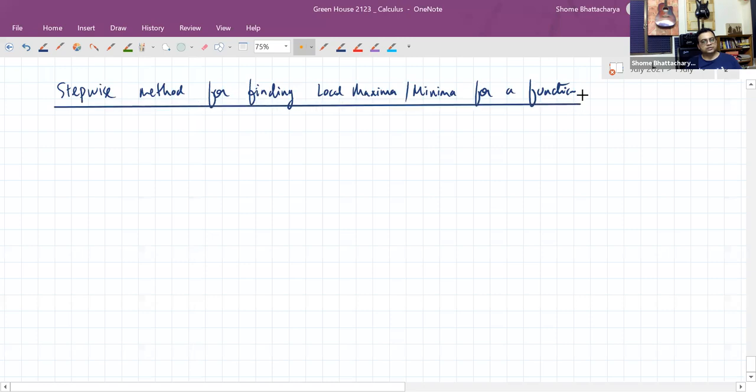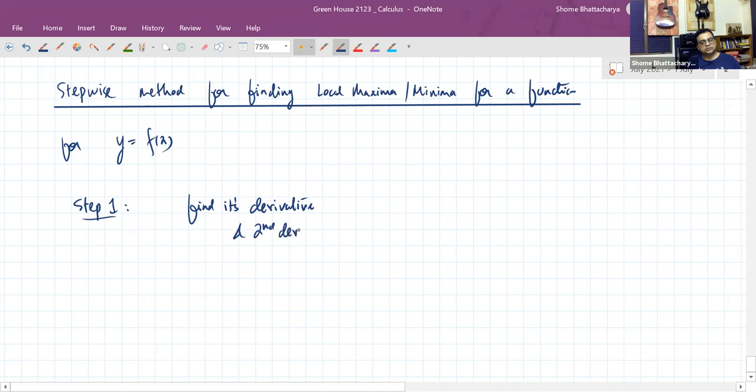Okay. How do we guess at which points there is a local maxima and which points there is a dip point, local minima? So given the function y is equal to f(x), for this function, the first step in our method is that we find its derivative and second derivative. So this is a very easy step. We have to just apply differentiation. So dy by dx or f prime x, and d2y by dx square, that comes by differentiating the derivative. So this is our first step.